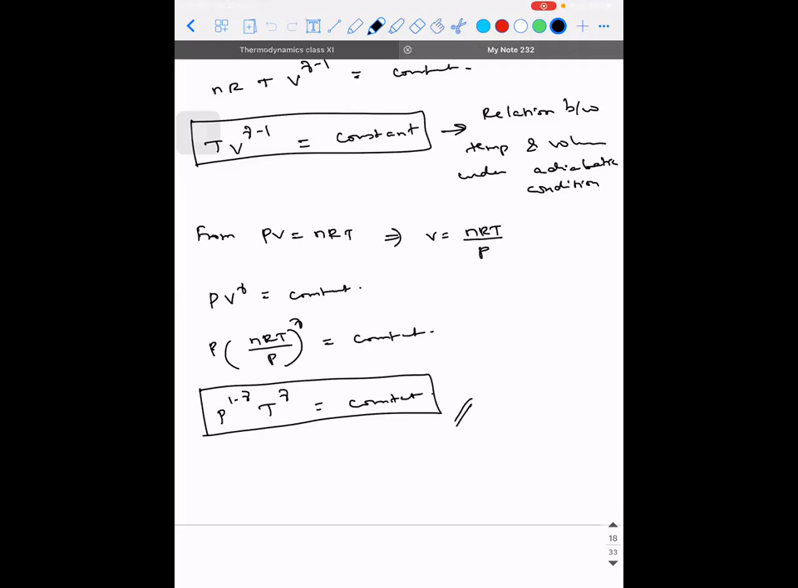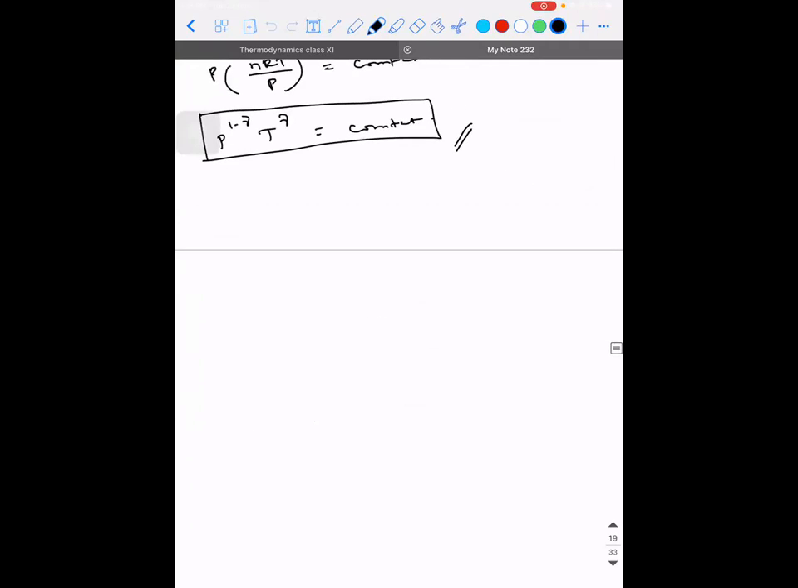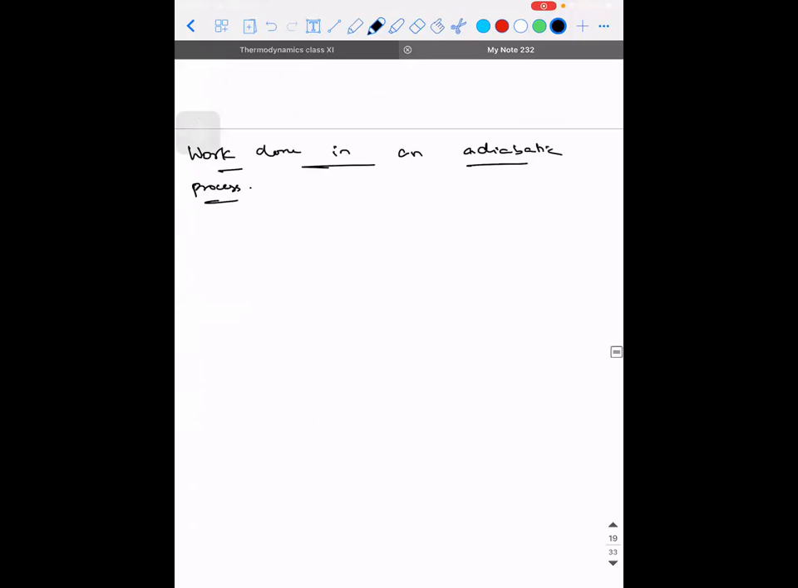So with all these concepts in mind, I'm going to start the derivation for work done in an adiabatic process. This is the last concept of this chapter. So what is the formula for work done, guys? We know that work done is equal to the integral of PdV. Let's call this equation number 1.